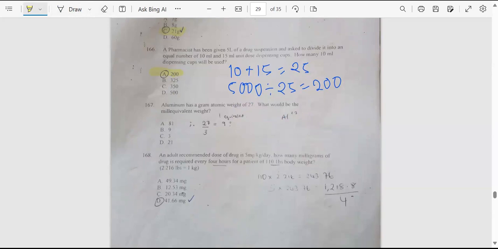So aluminium has a gram atomic weight of 27. What would be the milli-equivalent weight? I am not too sure with that one.